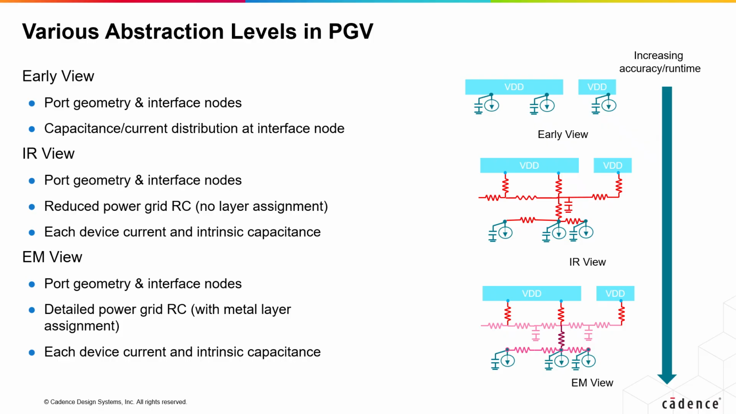Choice of view also depends on the accuracy required, type of cell whether it's a standard cell or a macro, design stage whether the early form of the design where early or IR view can be sufficient, or at the final sign-off stage where EM view is a must.